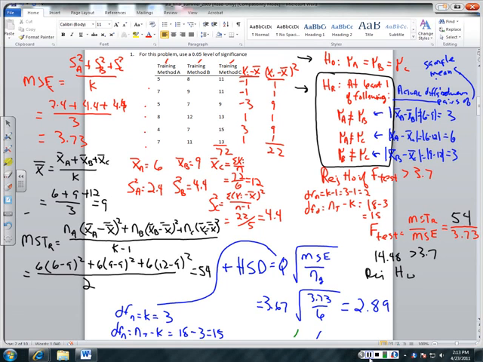So any difference between sample means that's larger than 2.89 would reflect also a difference between corresponding population means. And so 3 is greater than 2.89, 6 is greater than 2.89, 3 is greater than 2.89. So you can say all of those are true. In this particular case, they are all true.